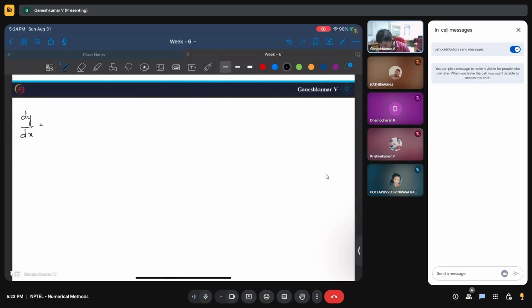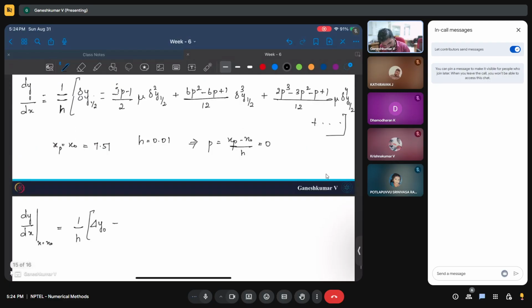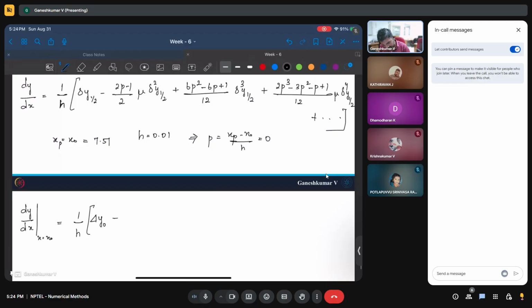So at x equal to x naught, it's going to be 1 divided by h delta y naught minus, so this thing p is 0, so it's minus 1 by 4 into this will be again half. So this will be, sorry, minus 1 by 2. This will be again half. So this will be minus 1 by 4 minus into minus plus 1 by 4.